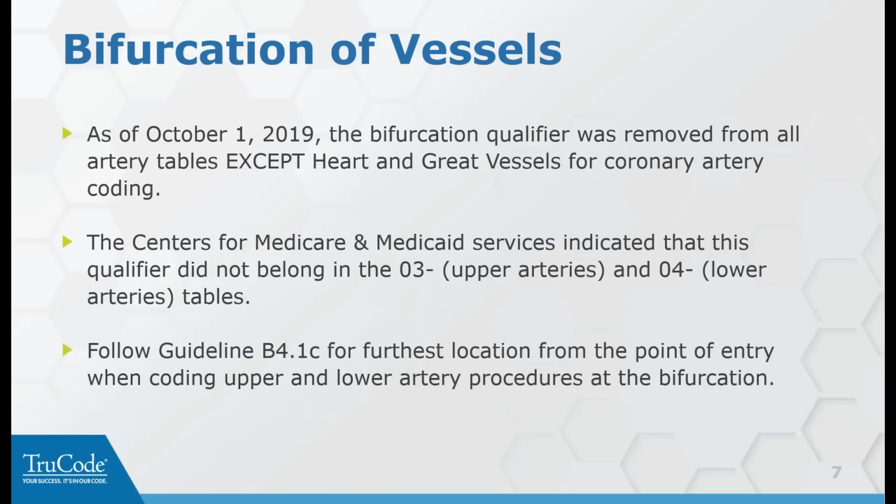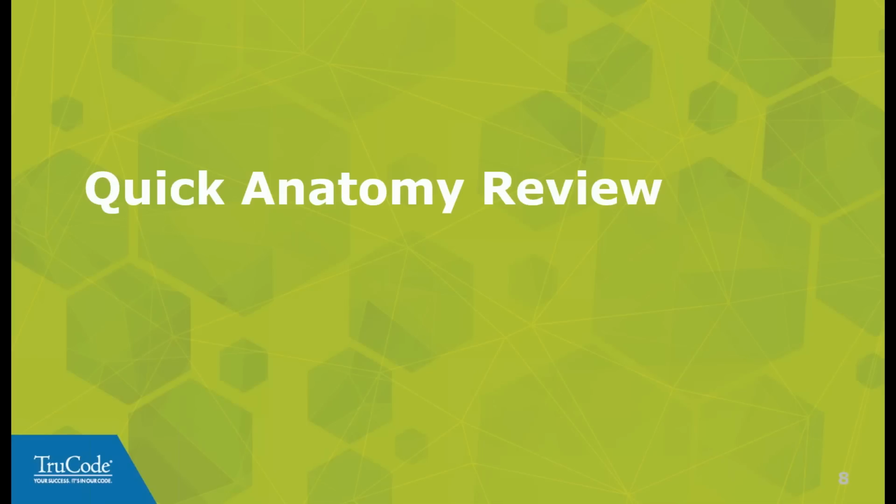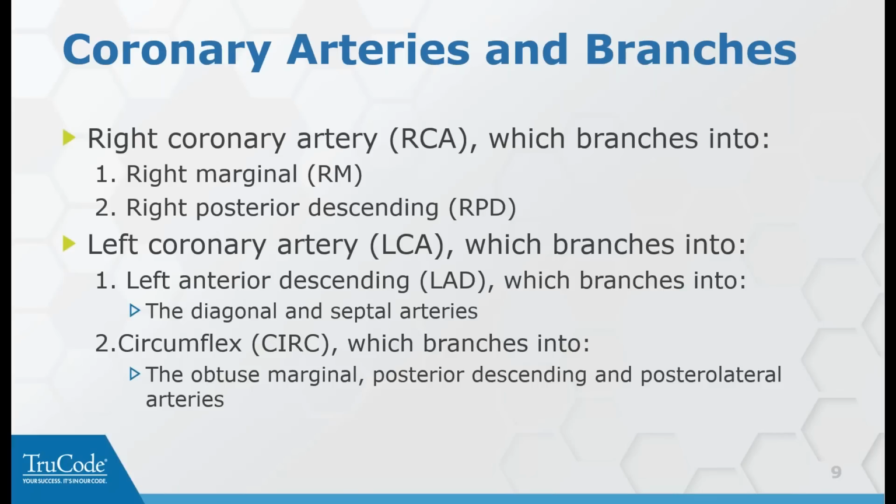All right, so now to understand this bifurcation thing, we need to do a quick anatomy review because I think the more we understand about it, the less scary this will be. So coronary arteries are our subject, and there are 2 main ones. There is a big right coronary artery that goes down the right side of the heart, and then the left coronary artery that comes out behind the pulmonary trunk. Now, those 2 are the big ones. Then they branch off into smaller branches that have names for the most common anatomy.